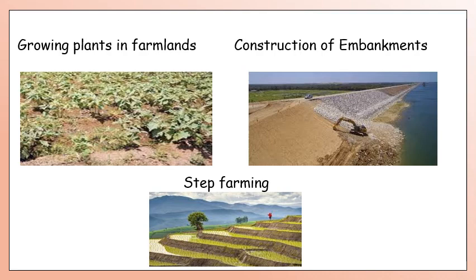Now, this step farming reduces the speed of water as it flows down and therefore reduces soil erosion. Also, you know that the soil eroded from one step is deposited on the next step, and this further reduces the loss of fertile topsoil.